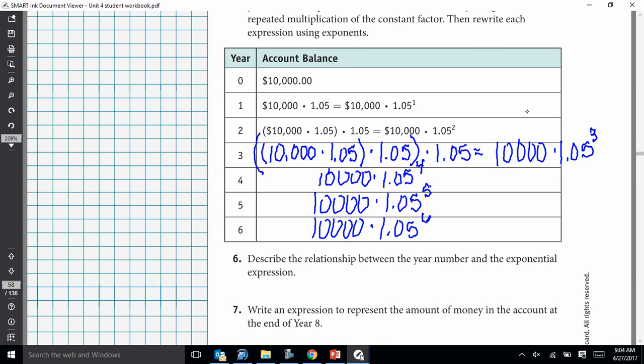So year 6, what's our exponent? 6, right? And for year 5, our exponent is 5, for year 4, 3, 2, 1. And then can I even say that this is 1.05 to the 0 power? Because anything to the 0 power is what number? 1. So the year equals the exponent.